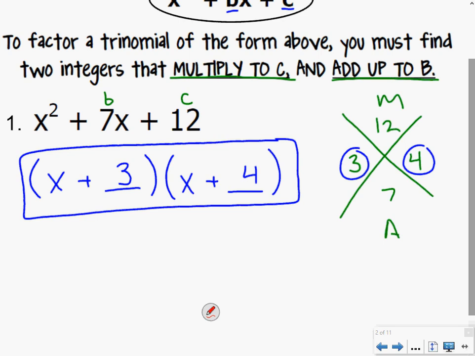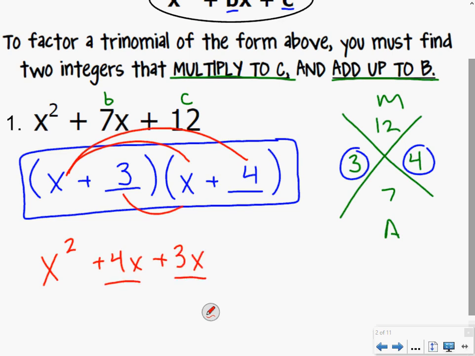I want to show you why this method works, because anytime we have a quadratic trinomial, our x squared always comes from multiplying the x times the x together. That's why we always have an x at the beginning of both. And then we get a plus 4x plus 3x. So notice these middle terms add together to get 7, so that's why we were looking to add to get 7 here.